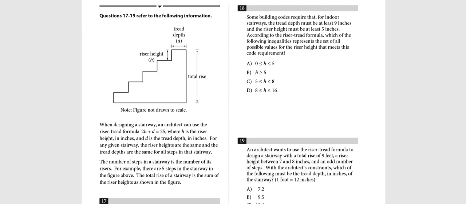For example, there are 5 steps in a stairway in the figure above. Because we have the 1, 2, 3, 4, 5 risers. So that gives you the number of steps. And the total rise of the stairwell is the sum of the riser heights as shown.